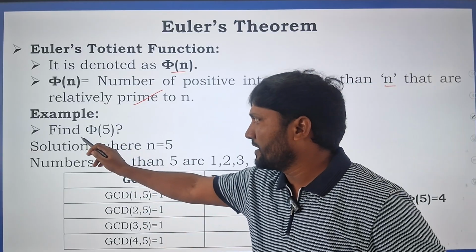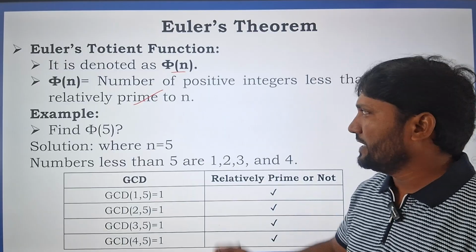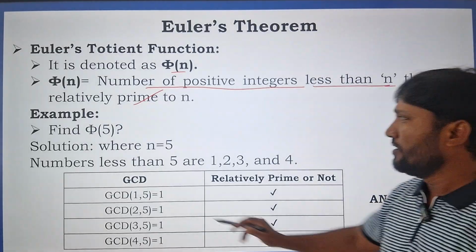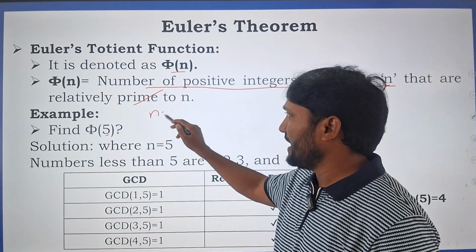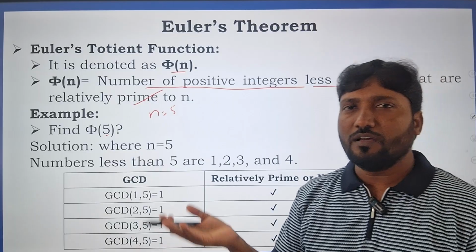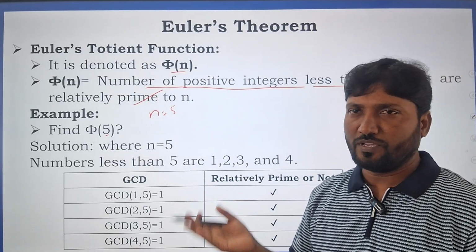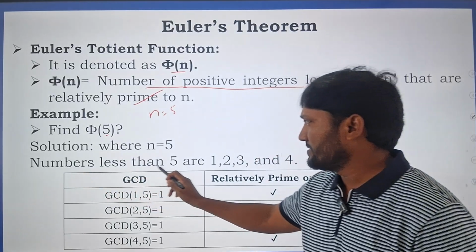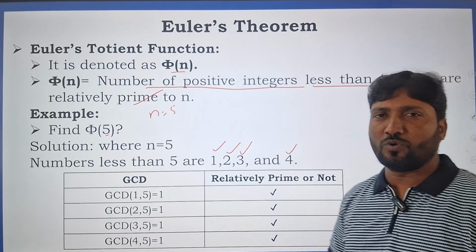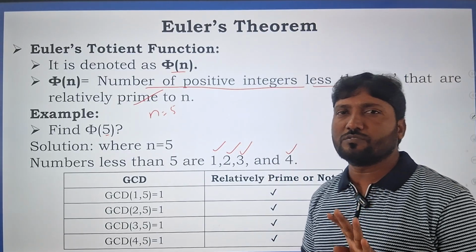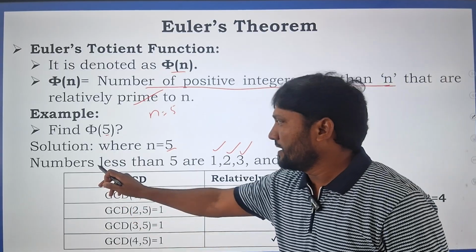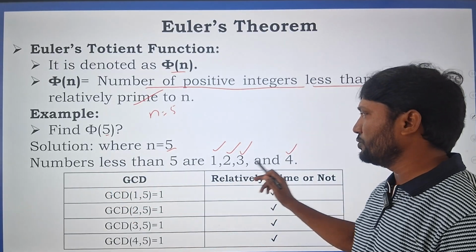So, the simple example is to find phi of 5. Now, what is the given condition here? It is the number of positive integers less than n, where phi of 5 means n can be considered as 5. Less than n means the lesser values than 5. So the numbers less than 5 may be 1, 2, 3 or 4. Totally there are 4 lesser values for n. So where n equals 5, the numbers less than 5 are 1, 2, 3, 4.